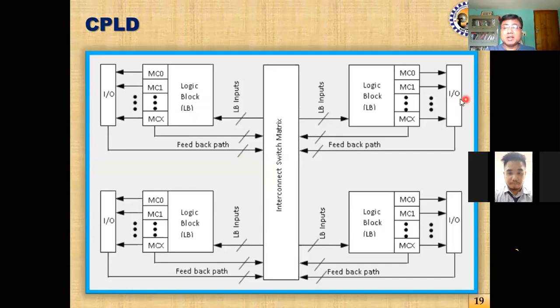So external inputs will be fed to this CPLD through these IO blocks, and first they will come this way. The interconnection switch matrix means they are programmable routing channels. I will explain the interconnection switch matrix in detail in the FPGA section in today's class. These are nothing but routing channels, capable of connecting this input to this, or this input to somewhere else, as per your requirement through programming.